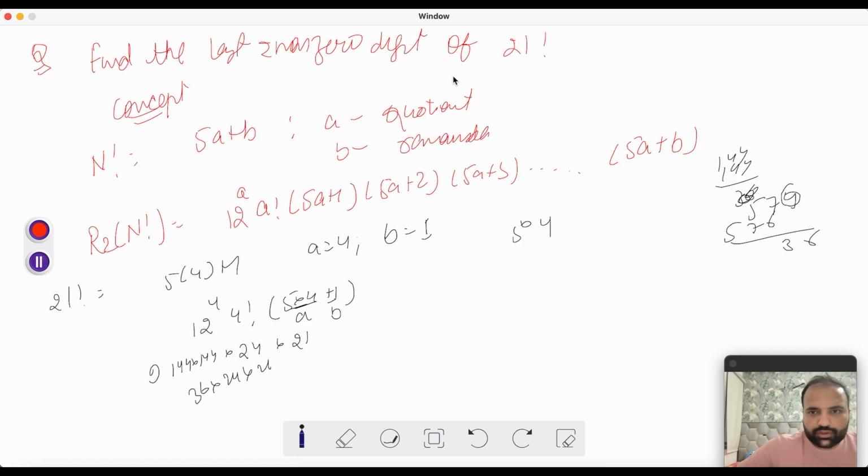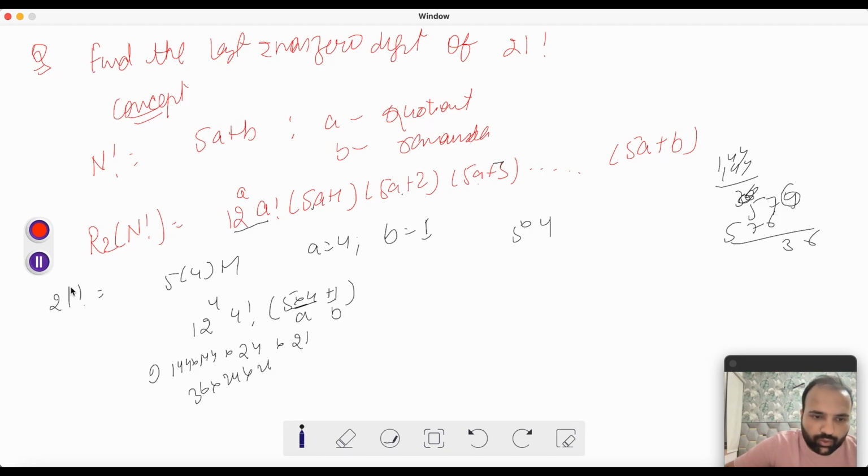There was some sound problem, so I'm just repeating myself. Again, we are trying to find the last two non-zero digits of 21 factorial. We have broken it into 5a plus b, where a is the quotient and b is the remainder. Earlier we used to derive it in different variations depending upon what we needed to find. For the last two non-zero digits, we have to do this: 12 to the power a into a factorial into (5a plus 1) into (5a plus 2) and so on, and this would continue until we reach 5a plus b.